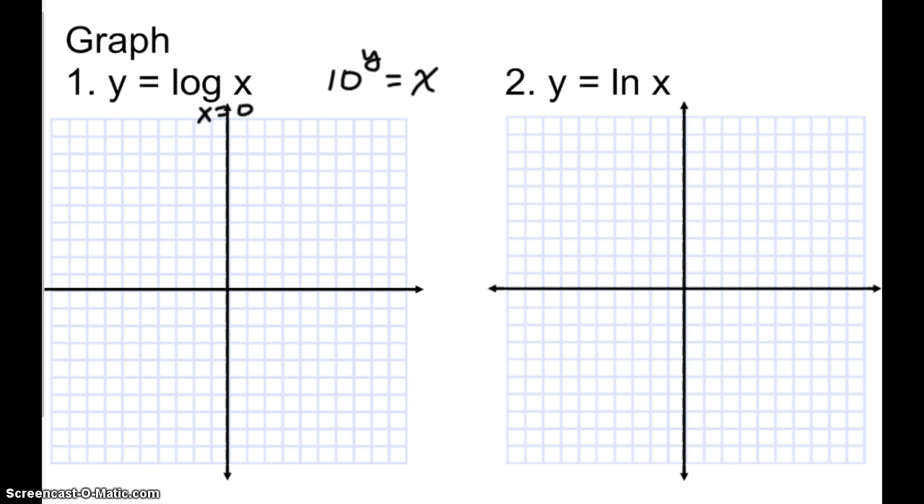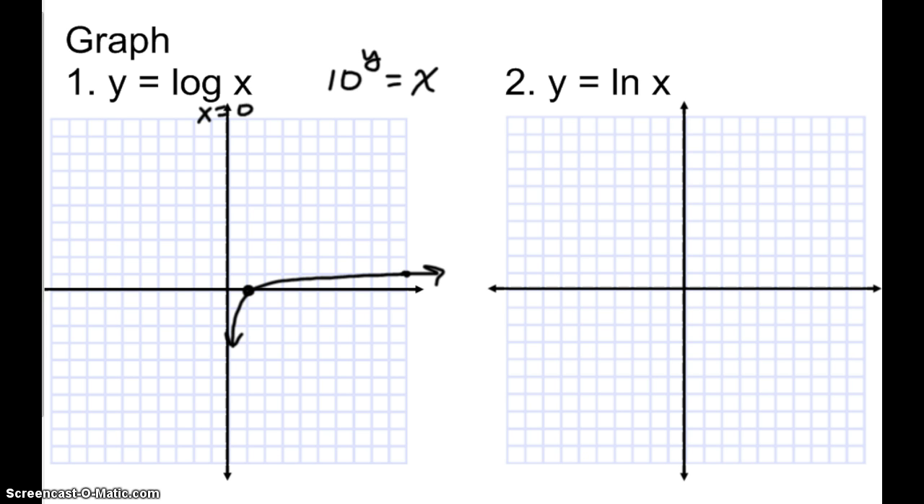10 to the 0 power, or any number for that matter to the 0 power, is going to be 1. So we're always going to have that x-intercept at (1, 0), because no matter what the base is, we're always going to get 1 there. If we plug in 1 for the y value, we would get 10, because 10 to the first power is equal to 10. So our graph kind of looks like this for our common log graph.